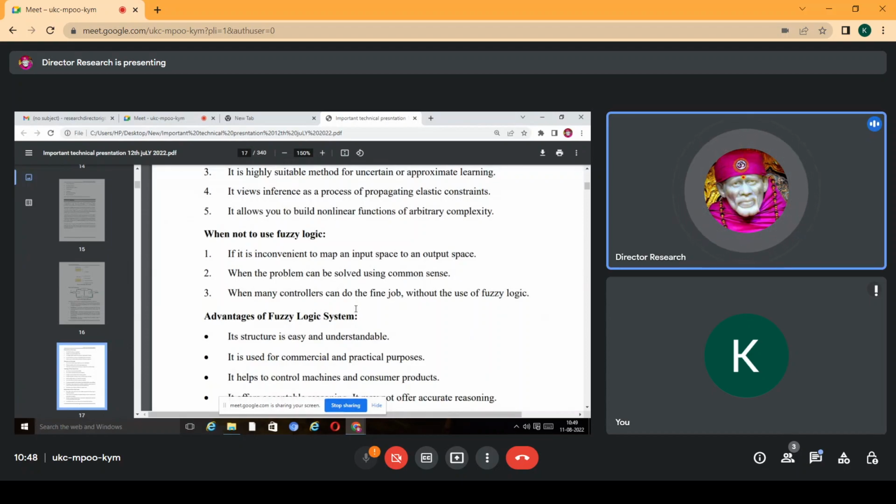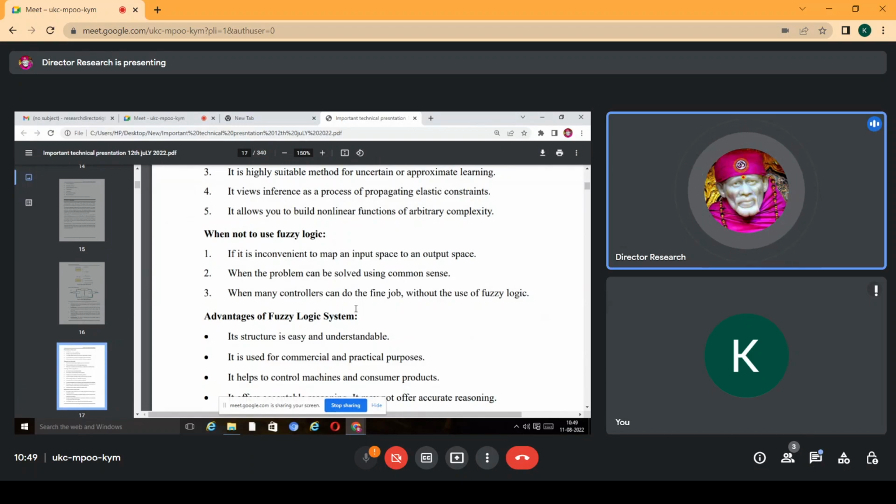When not to use fuzzy logic: if it is convenient to map an input space to an output space, when the problems can be solved using common sense, when many controllers can do the job fine without the use of fuzzy logic.